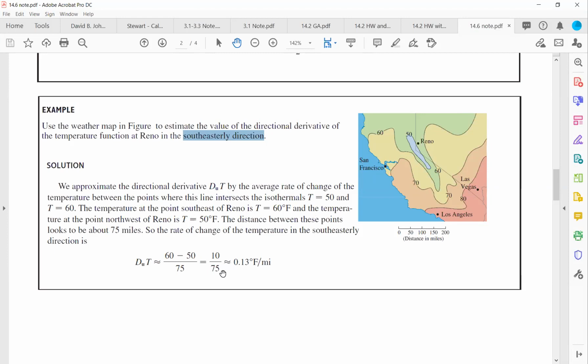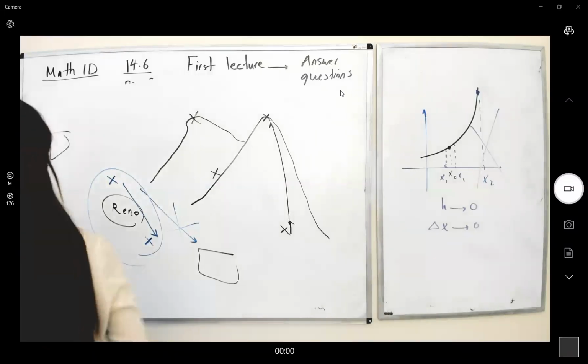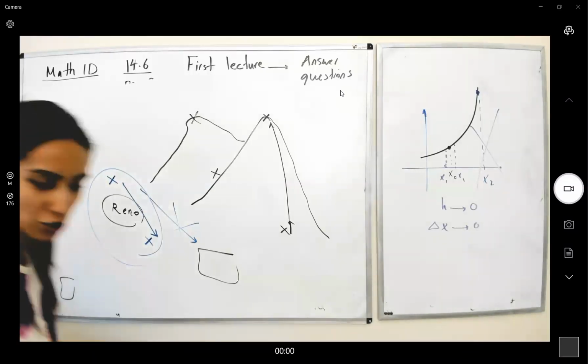So by doing the calculation, you get almost 0.13 degrees Fahrenheit per mile. Rate of change of the temperature. Very well, so let's talk about gradient of a function.